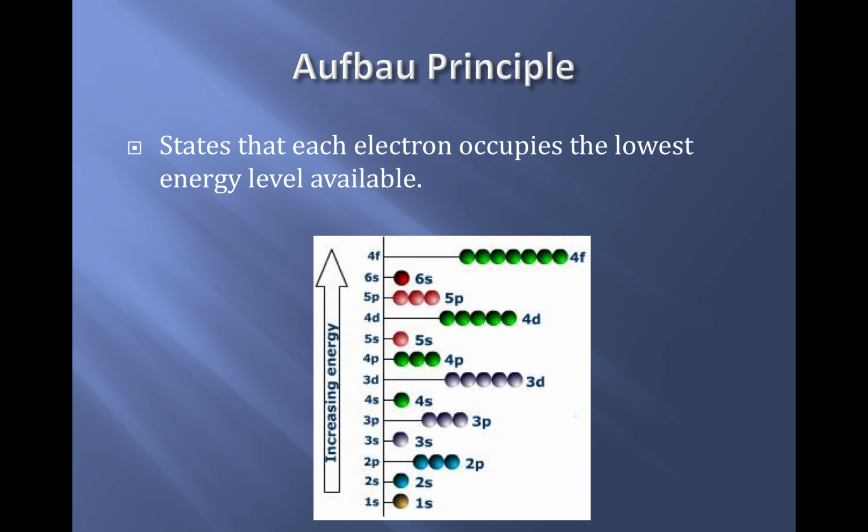So think of going to a concert for your favorite band or something like that. You're going to want to sit as close to the stage as possible. And the stage in this case is just the nucleus. So we're going to sit as close to this 1s orbital as possible. That's where we'll go first before we work our way up.